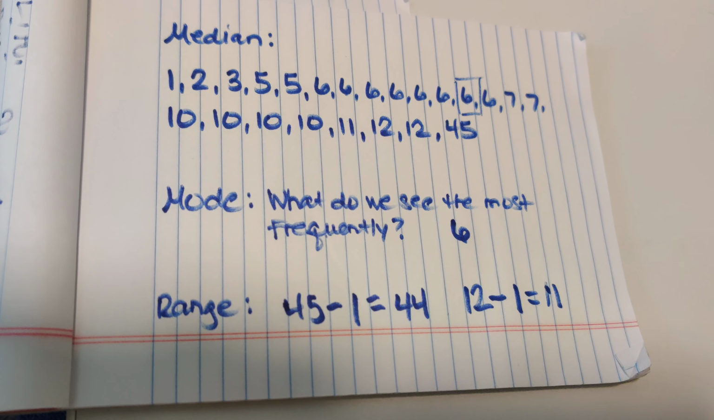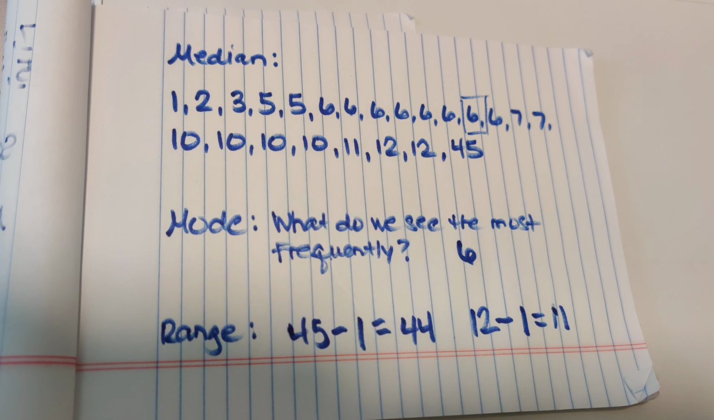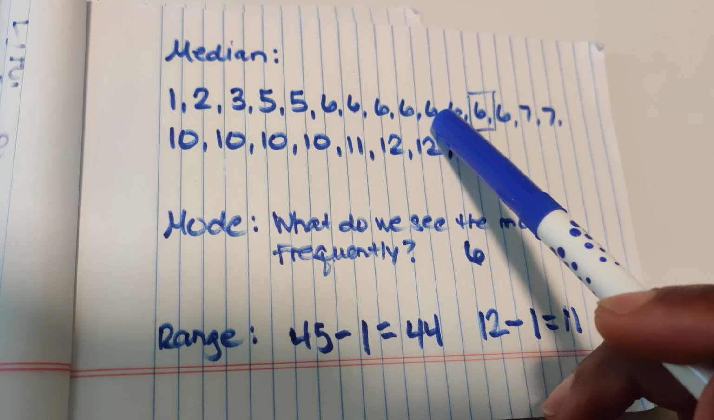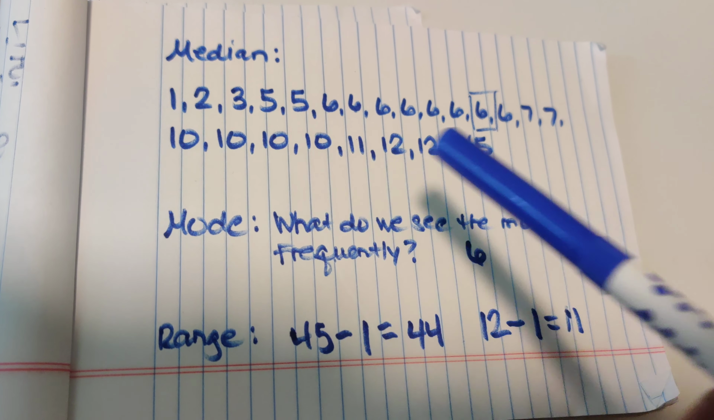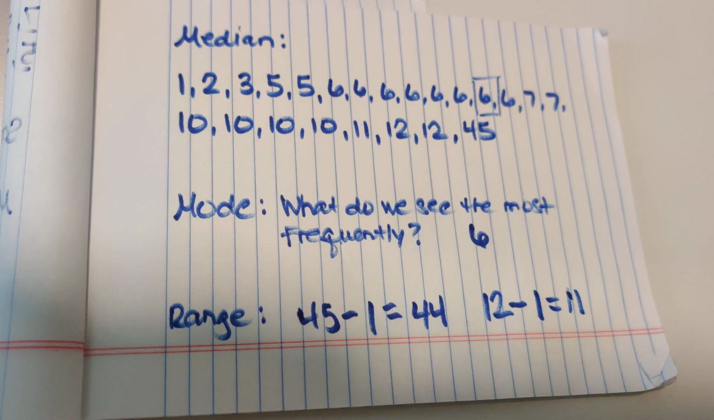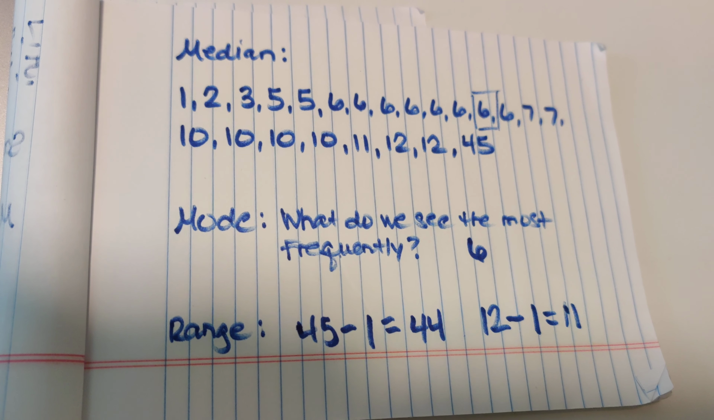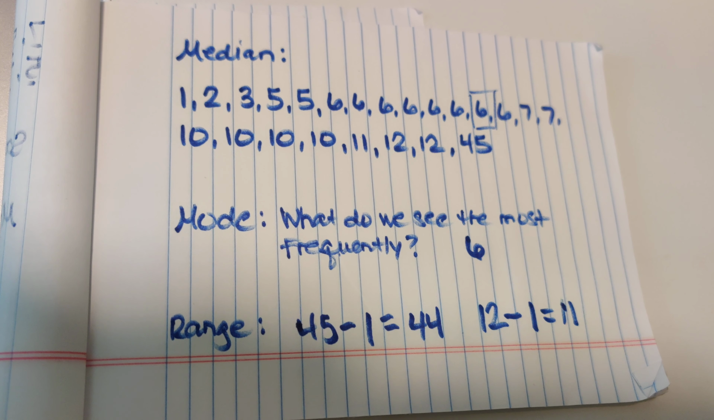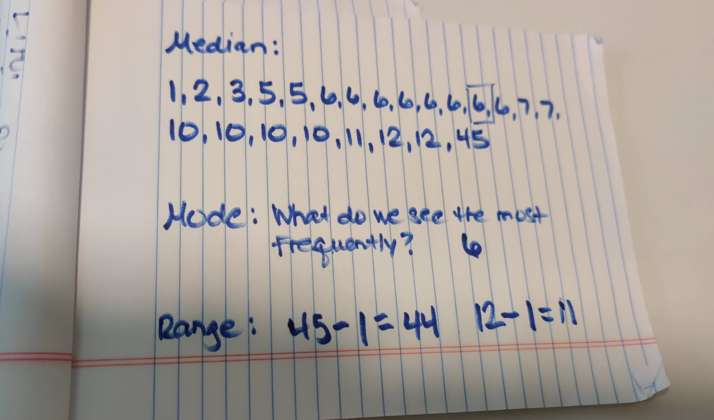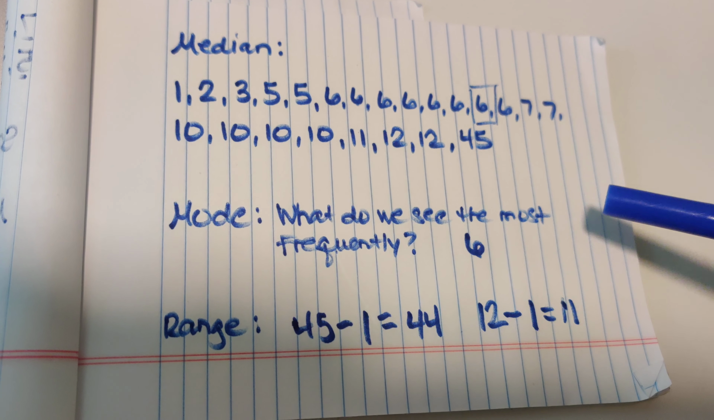Moving on to mode, we just want the number that you see the most often. Looking through here, you'll see that one number appears a lot more frequently than all the others. Our mode in this example is 6, and it's interesting that a student asked in the comments, why are so many people choosing 6? Maybe because they wanted to give me some help with the mode. But in any event, the mode, what we see the most often, is the number 6.